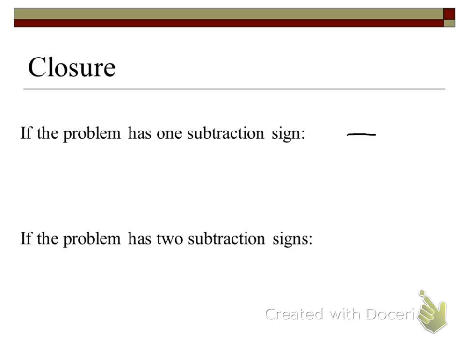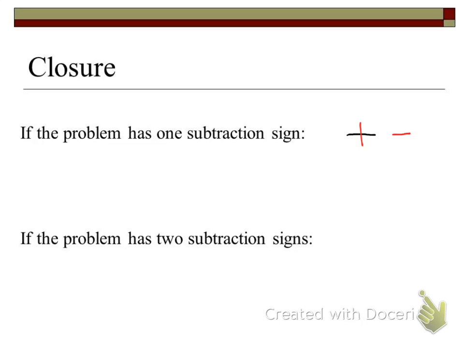All right, in closing, let's go ahead and review our rules. Rule 1, if the problem has one subtraction sign, what are we supposed to do? We need to change this to plus a negative. So we're going to make 2 marks. We're going to change our minus into plus a negative.